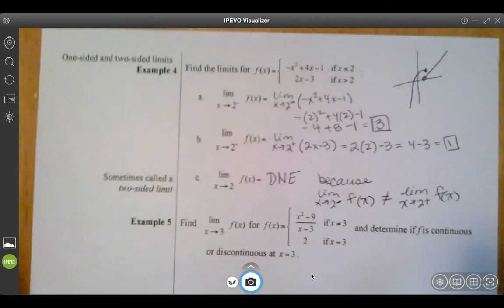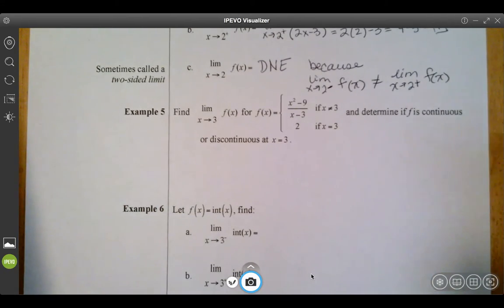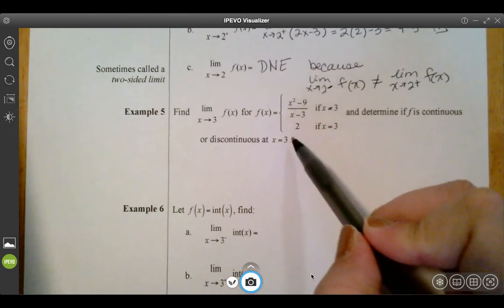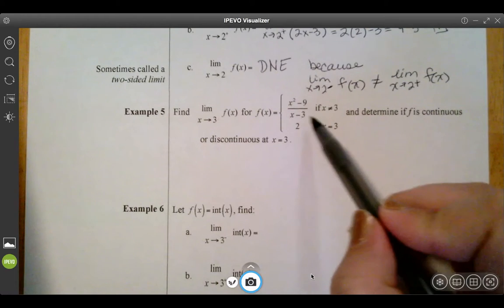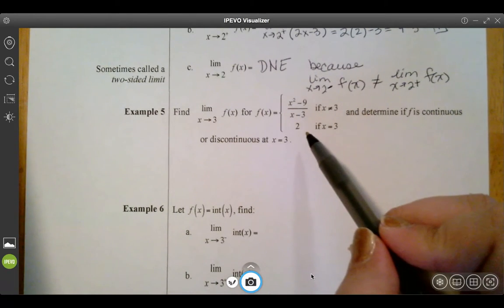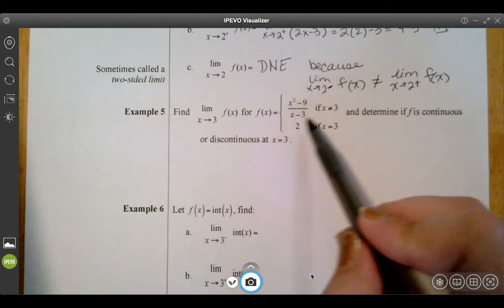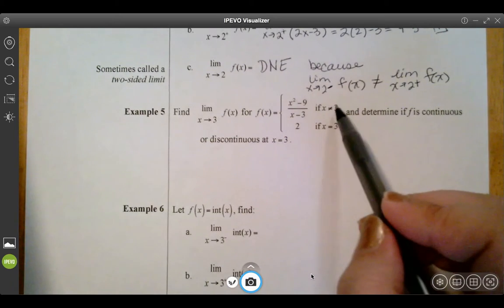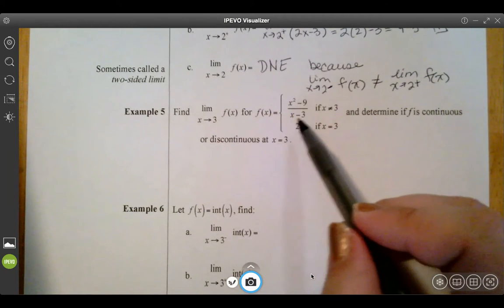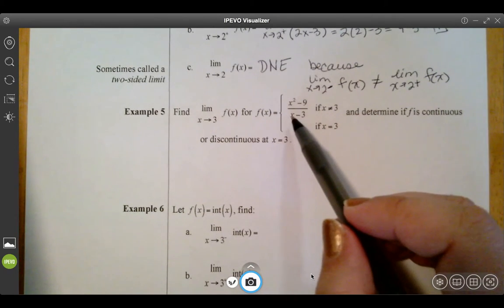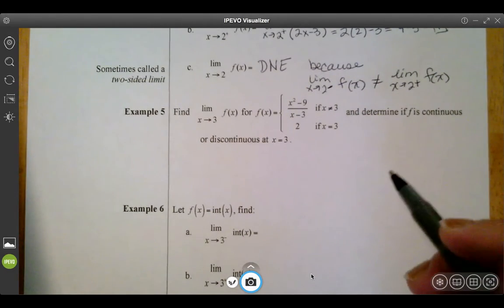Okay, let's look at number 5. So we want to find the limit as x approaches 3 of this function here. Anywhere that x is not 3, it equals this function, and just where x equals 3, we have this function. We want to know if it's continuous or discontinuous. So the way we can find this is we can look at this function and ask, what value is this function approaching when x approaches 3, and is it the same as this function here? So does the limit of x squared minus 9 over x minus 3 equal 2? That's really the question being asked here.